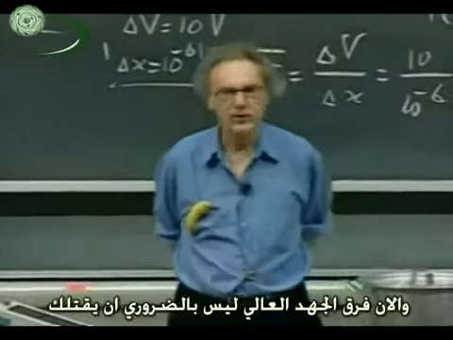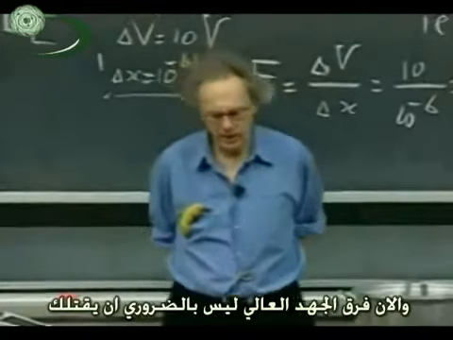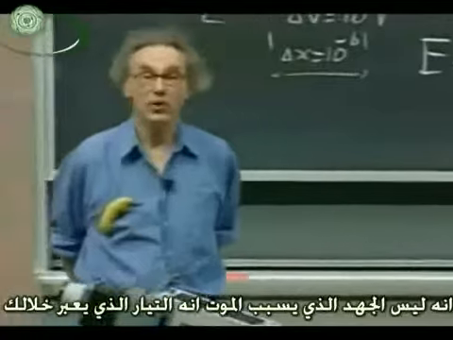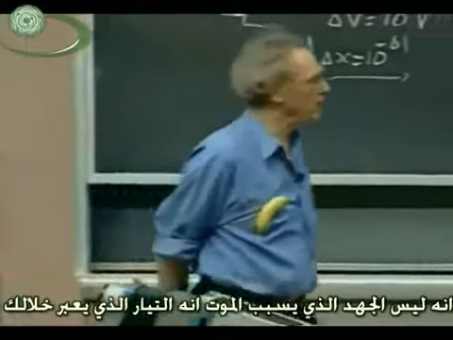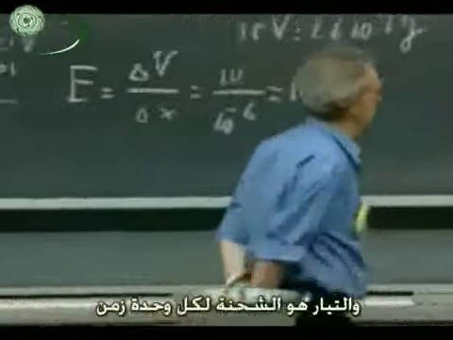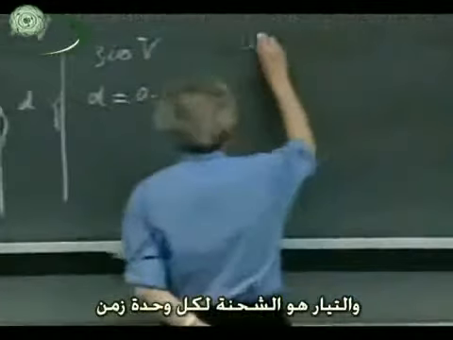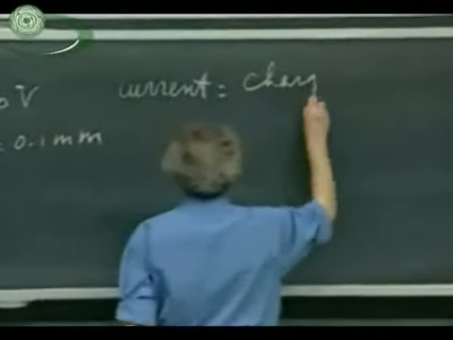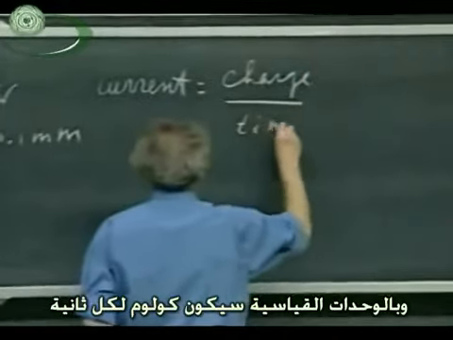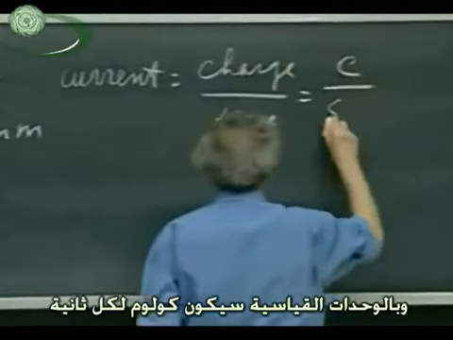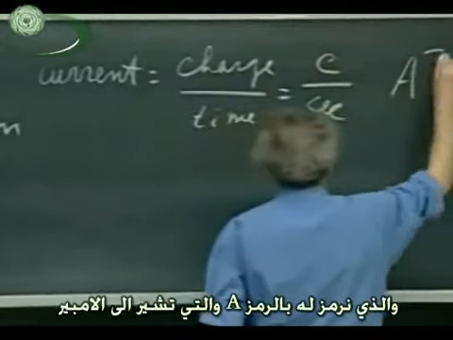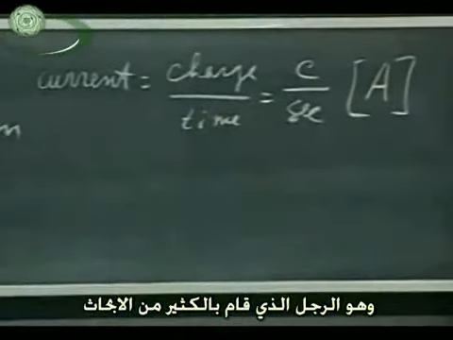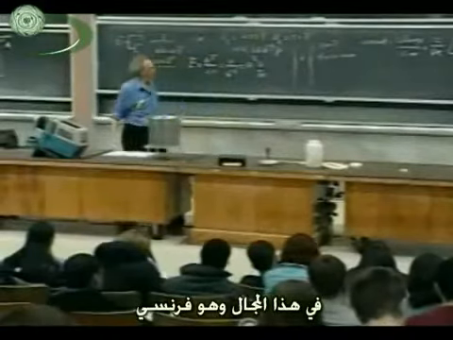Now, of course, high voltage alone doesn't necessarily kill you. What matters is not so much the voltage to get killed, but it's the current that goes through you. And current is charge per unit time. And so in SI units, it would be coulombs per second, for which we write a capital A, which stands for ampere, the man who did a tremendous amount of research in this area, a Frenchman.